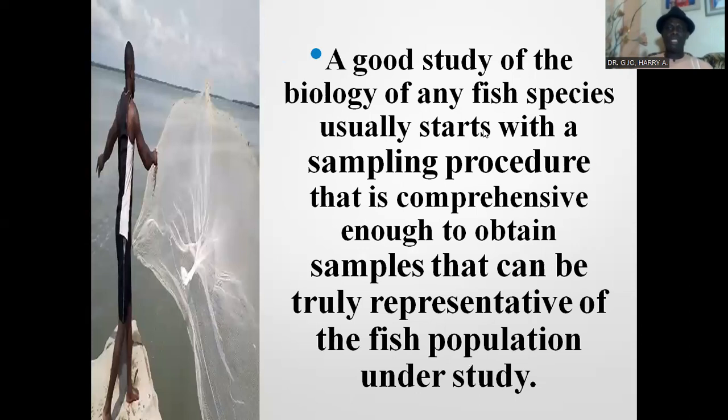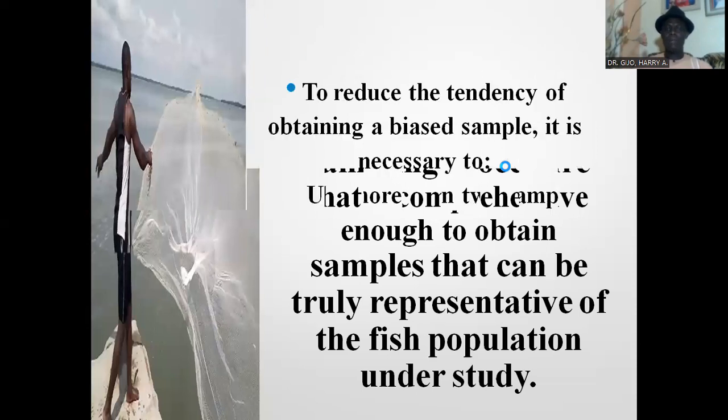A good study of biology of any fish species usually starts with a sampling procedure that is comprehensive enough to obtain samples that can be truly representative of the population under study. So the sampling procedure is very important, so that it will be able to collect comprehensive data that's representative of the area under study. Various gear types are used for this study.